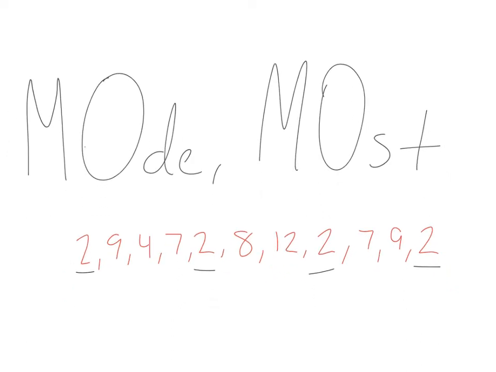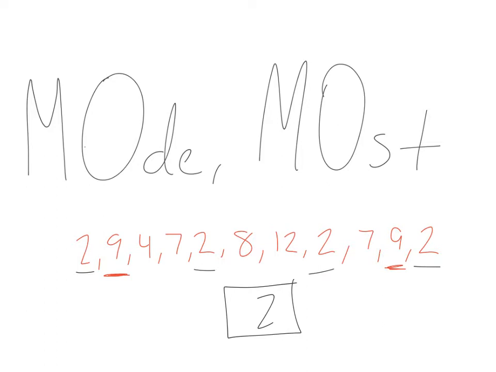Now, that doesn't mean it's the mode yet necessarily, because we need to look. Does anything else repeat? 9. Okay, I'm seeing 9 also repeating. But which one of those is the mode? Well, the mode is going to be 2. Why is it 2? Because even though the 9 also repeats, the 2 repeats more.